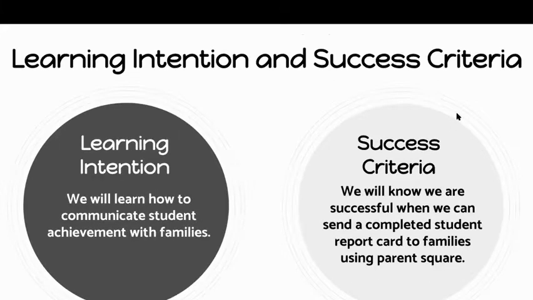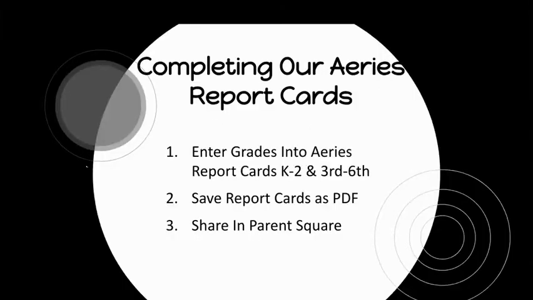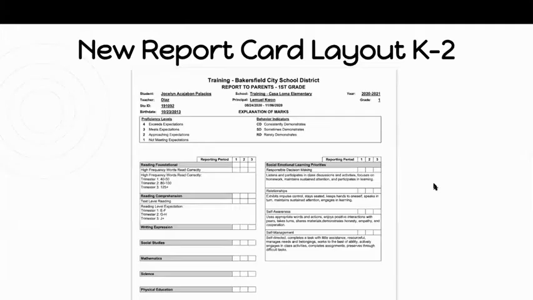So today's learning intention is that we will learn how to communicate student achievements with our families. Our success criteria will be, we will know we are successful when we can send a completed student report card to families using Parent Square, entering grades directly into AERIES report cards for K-2. So that's the first part that we're going to start with right now.